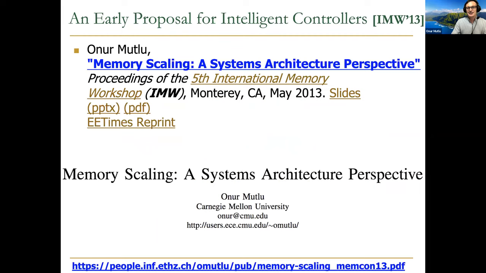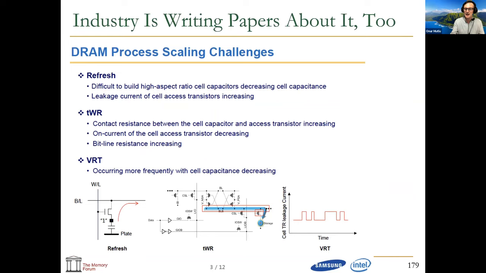Circling back again, this is the original paper we wrote, and we argued essentially these things. And we were not alone. Industry was arguing similar things. This is a paper written by Samsung and Intel. This is the only paper that I know was written by Samsung and Intel together. If people know of other papers, please let me know. I'm very interested. These folks came together and said, we have a DRAM process scaling problem. They didn't talk about RowHammer at that time because it was not public. We were working on it since 2012. This paper was published in 2014, concurrently with our RowHammer paper.